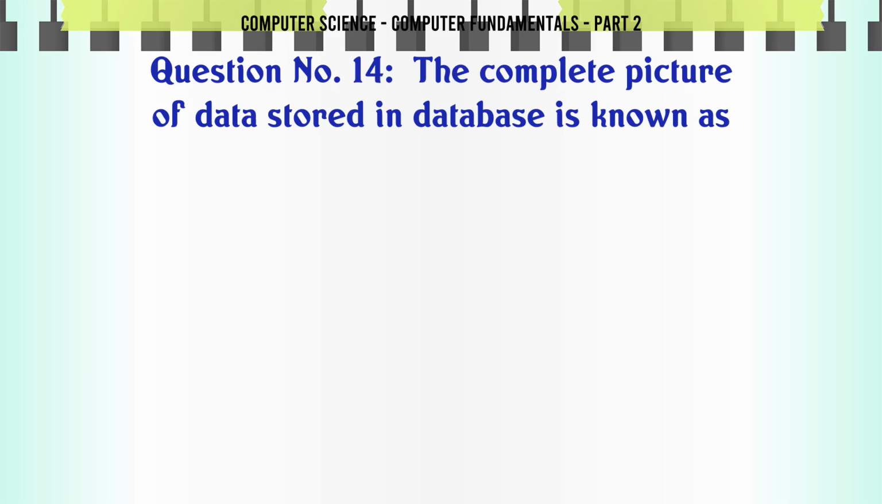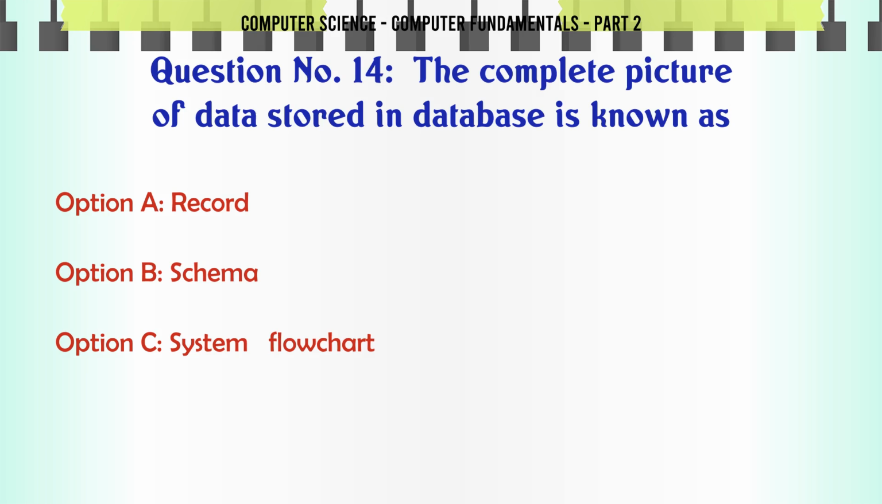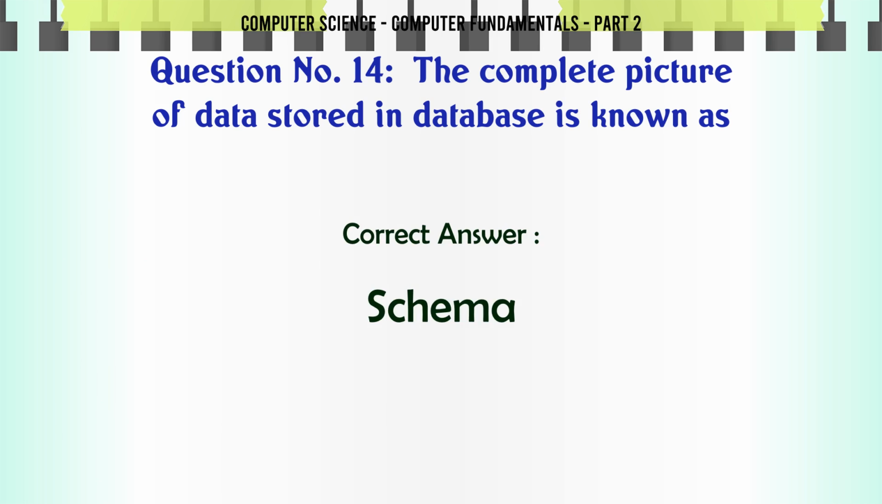The complete picture of data stored in a database is known as: A. Record, B. Schema, C. System flowchart, D. DBMS. The correct answer is schema.